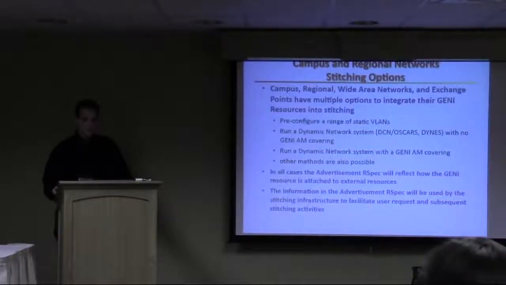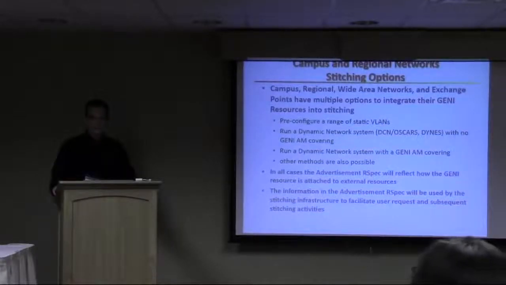And then there are several considerations about why you might want to do one versus the other, which could be a longer conversation for people who are actually thinking about doing it. But in all cases, in order to get that resource into the stitching ecosystem, the stitching environment, it all gets done through the advertisement RSpec. So there are going to be some requirements: once you decide which one of these methods you're using, you're going to have to go into your configuration so that when someone pulls a list of resources from the GENI Aggregate Manager API and you get back your advertisement RSpec, it has to have a little bit of information.